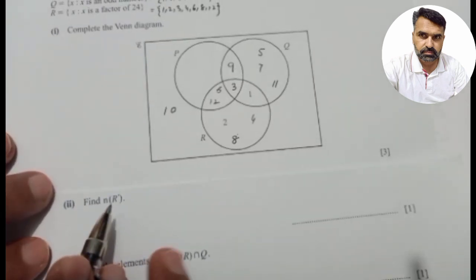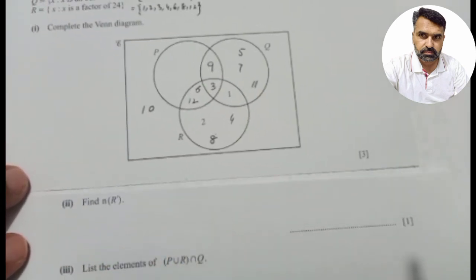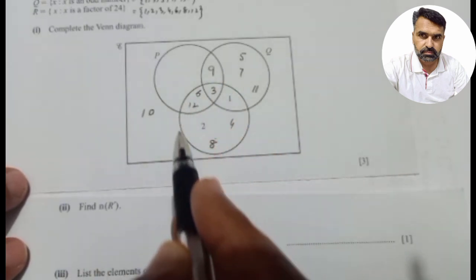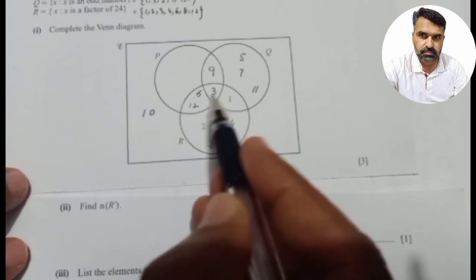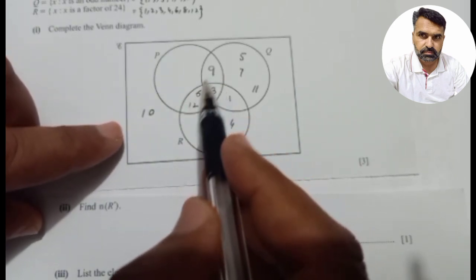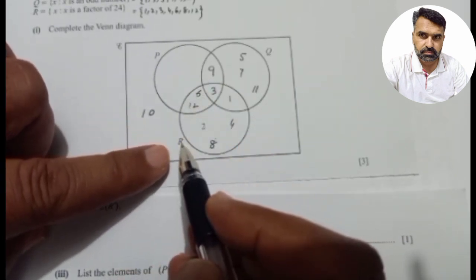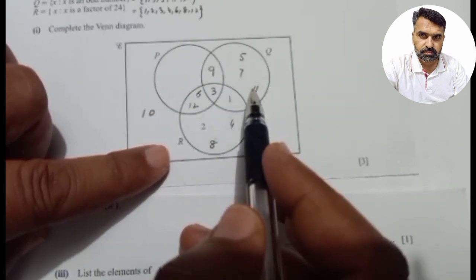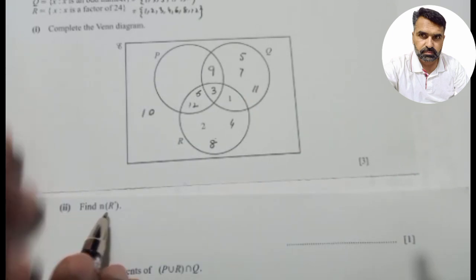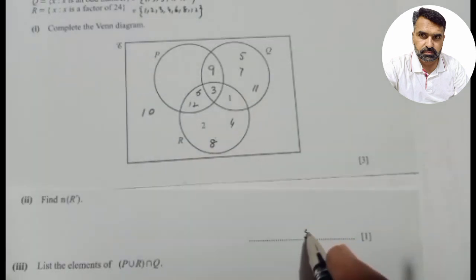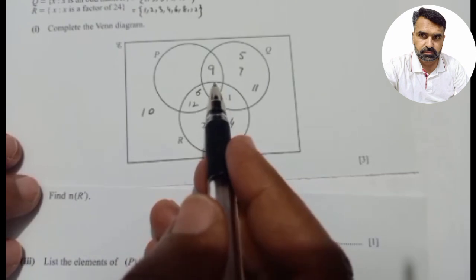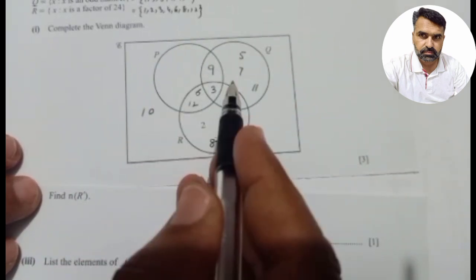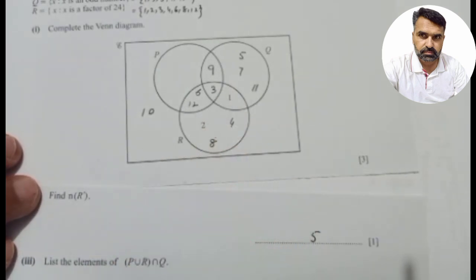The second part is to find the number of entries in R complement. R complement means that if we cut this circle that is representing R, the rest of the entries, which are not part of set R, are 1, 2, 3, 4 and 5. So the number of entries in R complement is 5. Complement means that if we subtract this set R from the universal set, the remaining entries are said to be the entries of R complement.